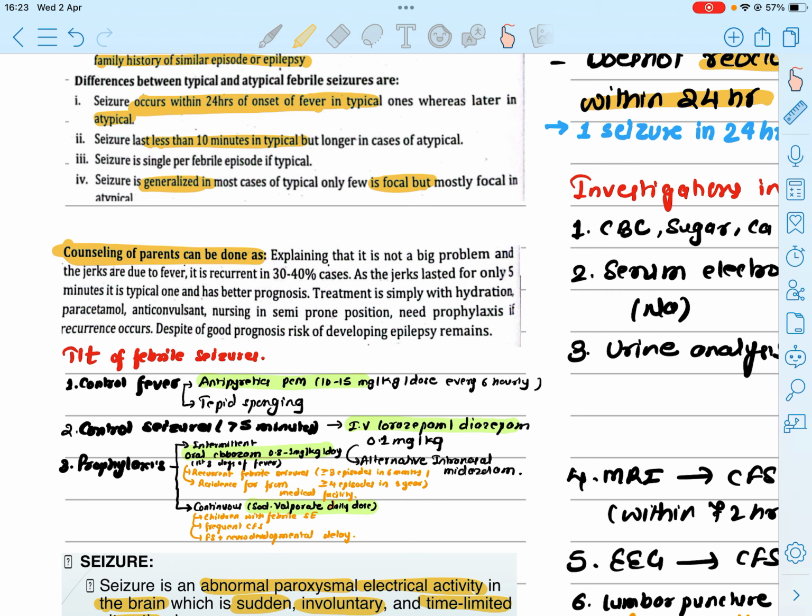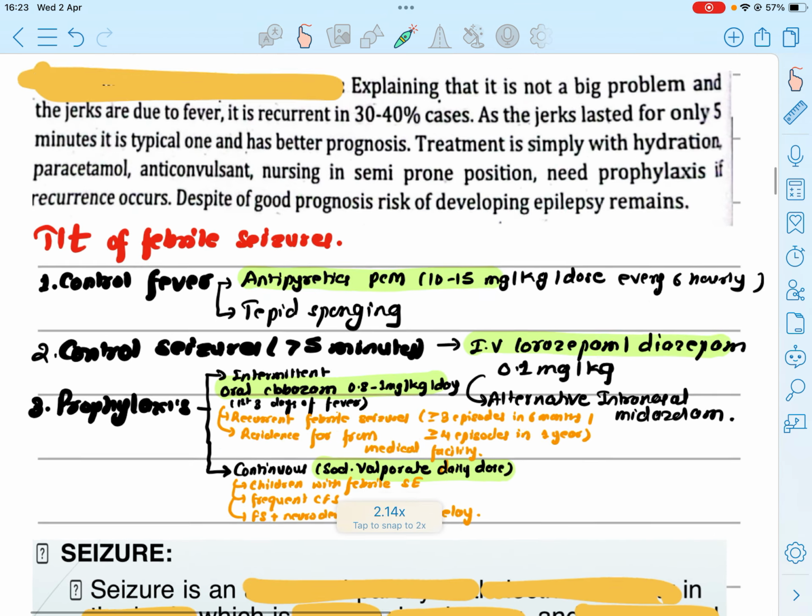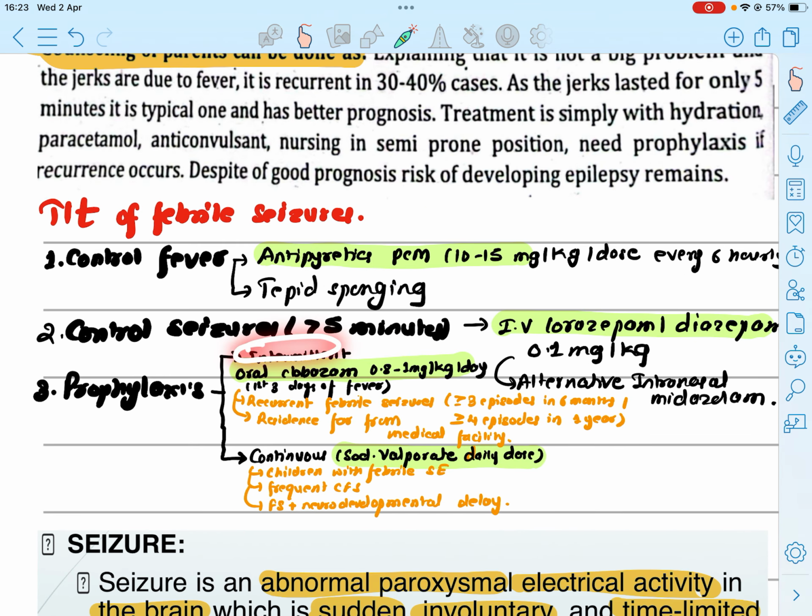For prophylaxis, in intermittent type we will give clobazam, and in continuous type we will give sodium valproate daily.